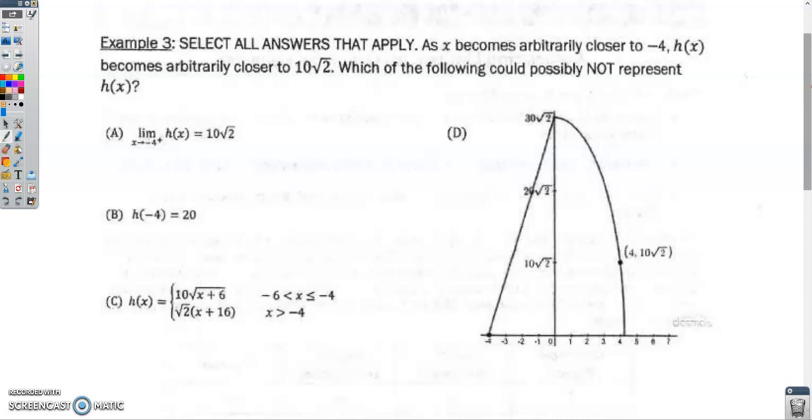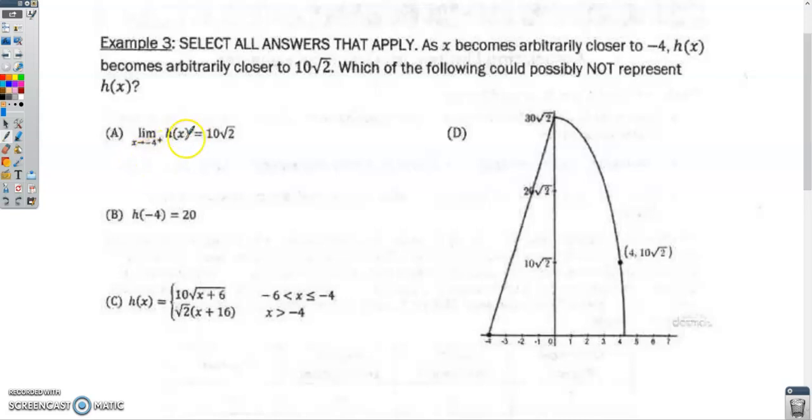As x becomes arbitrarily closer to negative 4, h of x becomes arbitrarily closer to 10 square root of 2. Which of the following could possibly not represent h of x? Okay, so the question is, which of these could we come up with some way that they're not functions that as x becomes arbitrarily closer to negative 4, h of x becomes arbitrarily closer to 10 root 2.